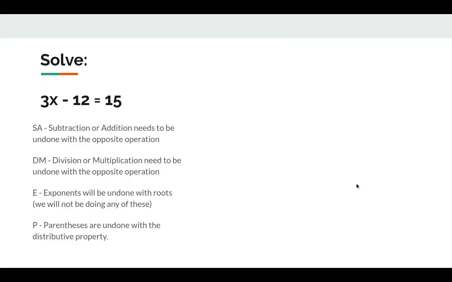So here's a given problem. We have 3 times x minus 12 equals 15. So what we're going to do is we're going to go ahead and solve this step by step. So we start by writing out the equation. And when we look at this, we realize that SADMEP, this acronym, kind of gives us the step-by-step direction we want to go in.